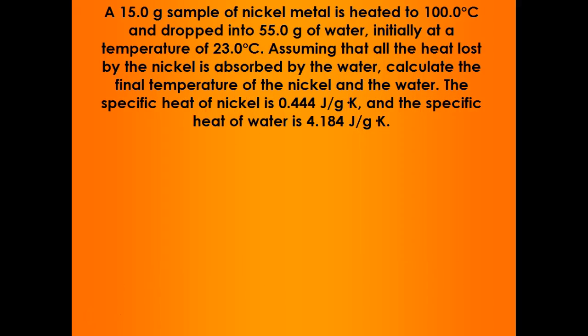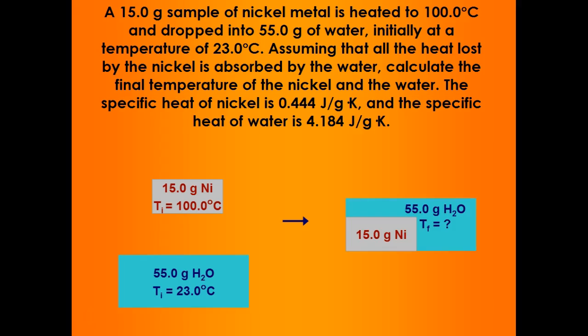This is just a physical change. We're taking 15 grams of nickel, we've heated it to 100 degrees Celsius, and we've added it to 55 grams of water that was at a different temperature, 23 degrees Celsius. So there's my nickel to start with, and there's my water to start with. We are going to assume when we combine these together that all the heat that the nickel has to lose, because it's the warmer object, the water, the colder object, would absorb it all. The nickel would lose it, and we want to know what the final temperature is when they are both at equilibrium. You're given specific heat values for both the nickel and the water.